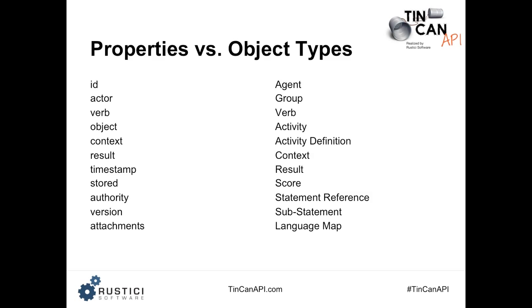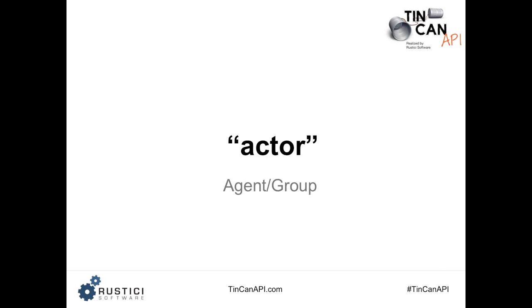Within that statement object, we're going to have to differentiate between two types of things. We're going to differentiate between properties versus the object types of the values that are going to live in those properties. On the left of this slide, we have a list of properties that are going to occur in a statement, which is ID, actor, verb, object, context, etc. And then on the right side, we're going to have a set of objects that are outlined by the specification that are going to be used as values to those properties, such as agent, group, verb, activity, activity definition, etc.